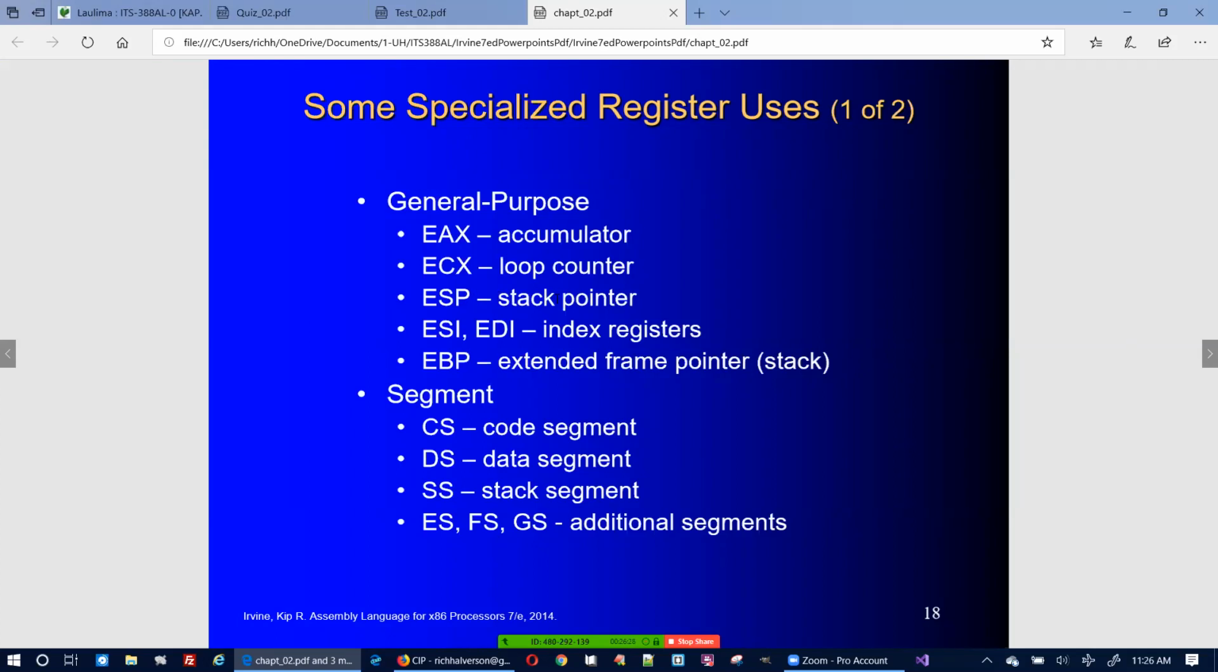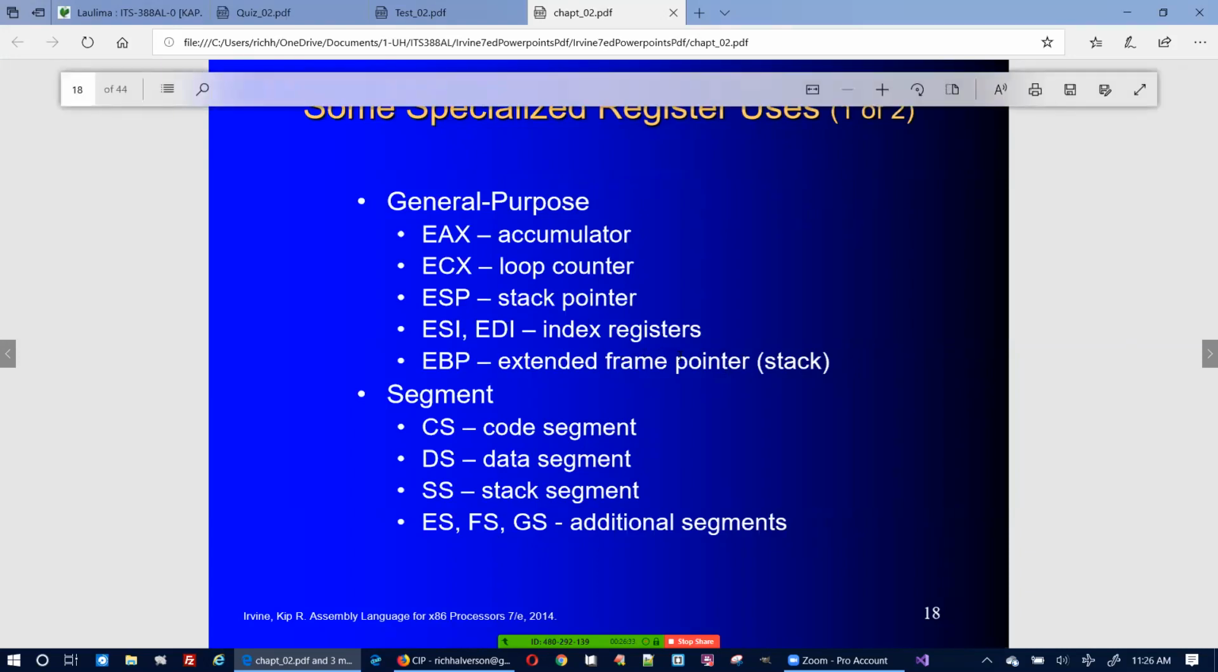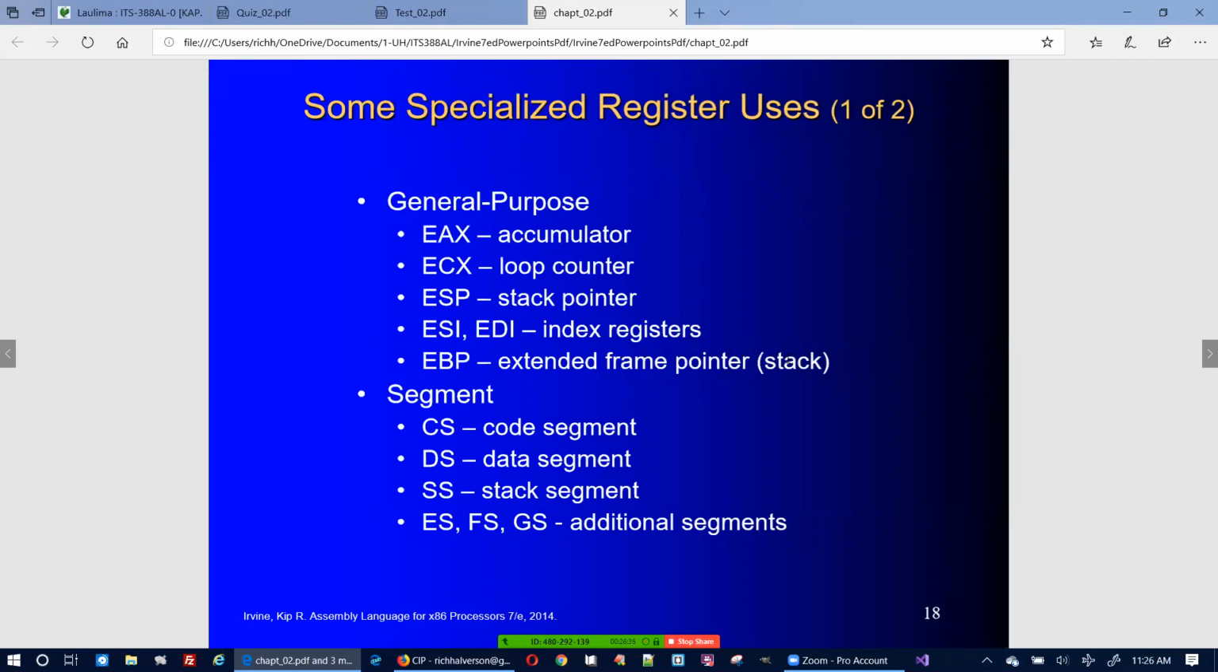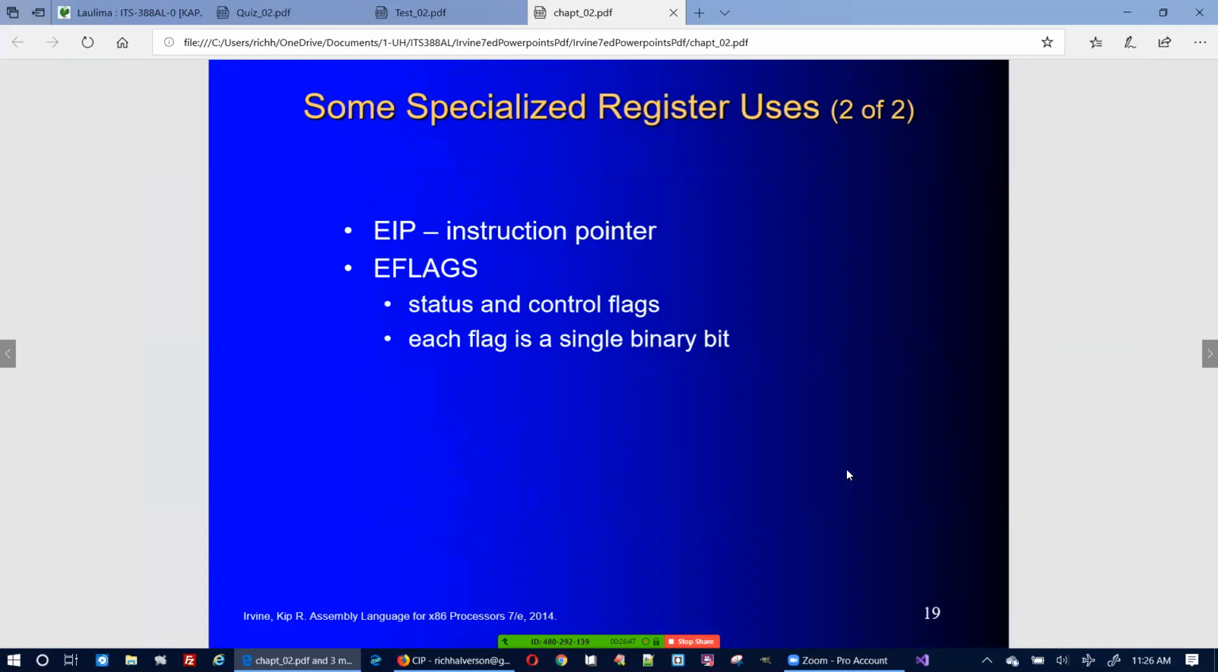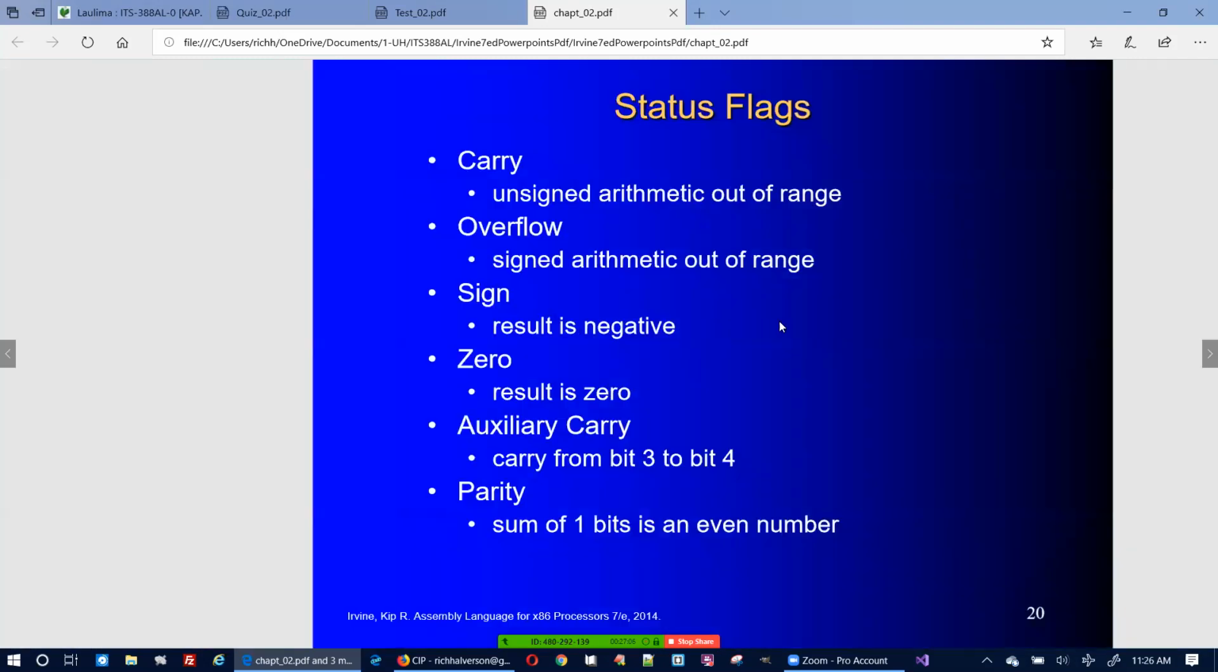The ESP register is a stack pointer. These index registers, source and destination, and the extended frame pointer, that points into the stack. That's if you're passing parameters between higher level language programs when you're calling methods and so on. And then there are the segments, which I mentioned earlier. The EIP register actually points into the code segment. That's the next instruction that's going to be executed in your program. And of course, if you're going to jump to a different place in your program, it's the EIP register that gets written into. There are flags, which can have status and control and so on.